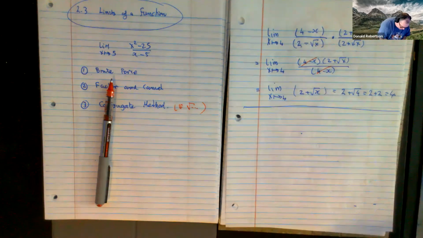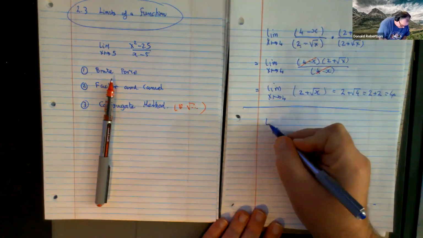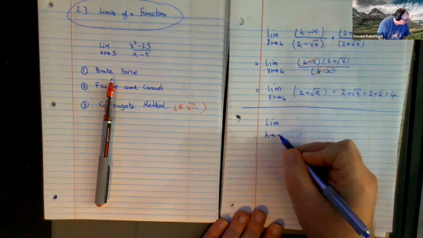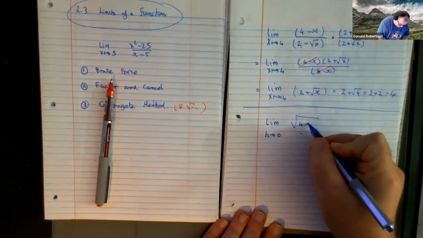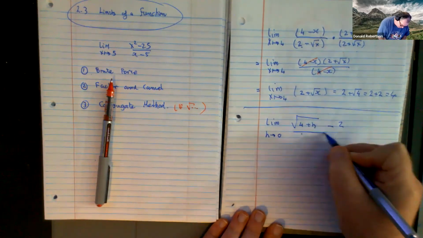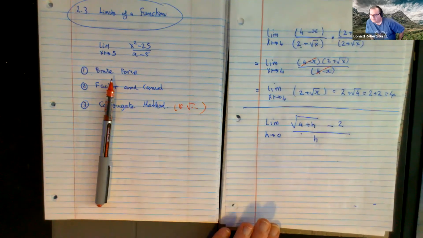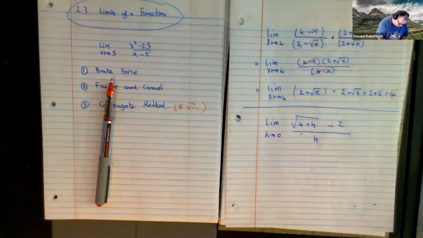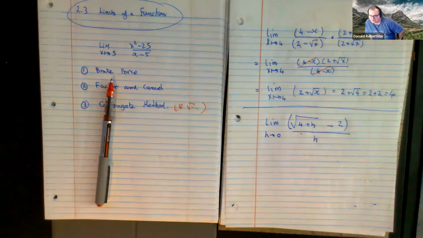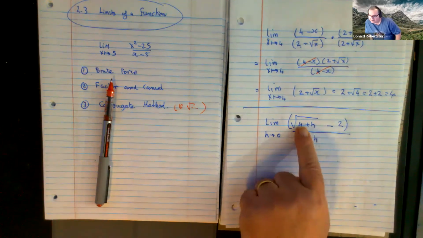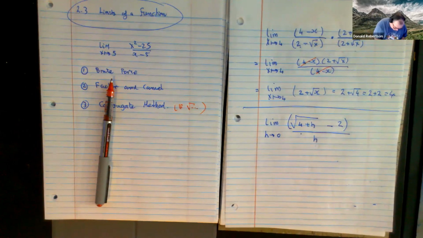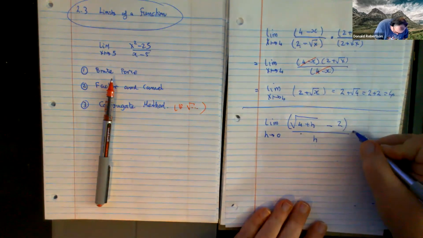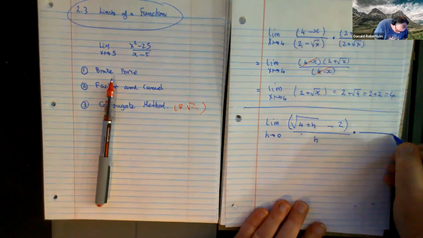Okay, let's do another conjugate one. Let's do the limit as h tends to 0 of the square root of 4 plus h, take away 2, over h. And I'll put a little bracket around it again. Now, do you see that there's a square root involved? When you see a square root, shouldn't you be thinking conjugate method, right? Square root, conjugate method. Which means I'm now going to have to multiply by a special version of 1 called the conjugate.